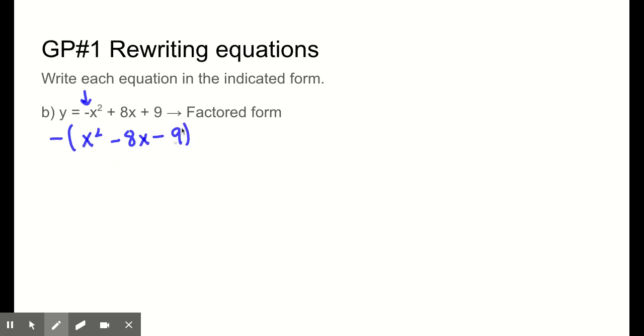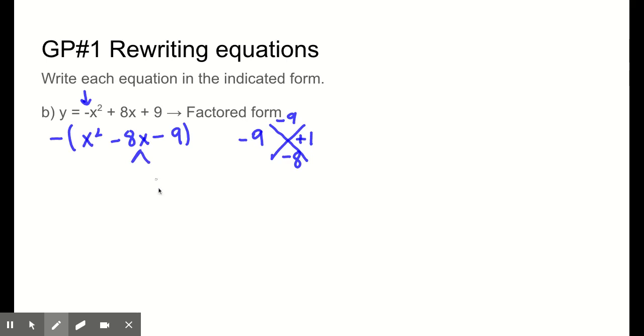So from here, we now need to factor the trinomial. So we multiply a times c, just looking inside the parentheses now. So 1 times negative 9 is negative 9. Our b value is negative 8. So factors of negative 9 that add up to negative 8, it's going to be 9 and 1. And remember, because our b value is negative, our larger number will be negative. So let's just check. Negative 9 times positive 1 is negative 9, and negative 9 plus 1 is negative 8.